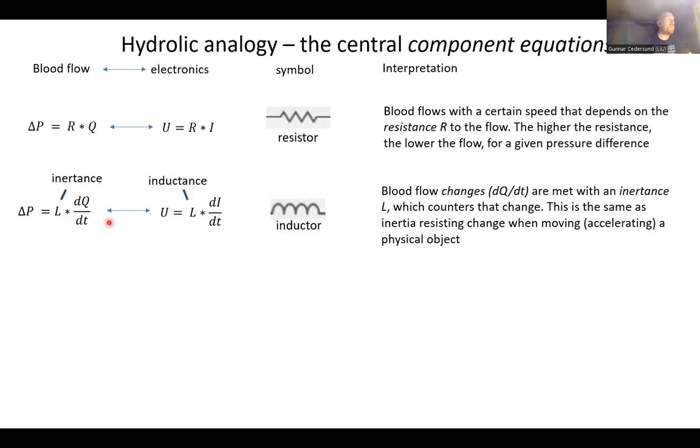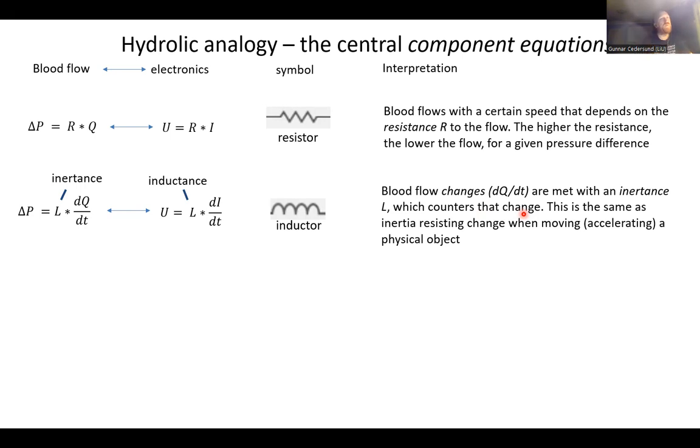The analogy here is to say that this inductance L, which describes the property of this coil or the inductor, is translated as inertance of the blood flow. So blood flow changes are met with an inertance L, which counters that change, which means that there is a resistance to change, you could say, which, as long as there is a change ongoing, this resistance will prevail, so to say.